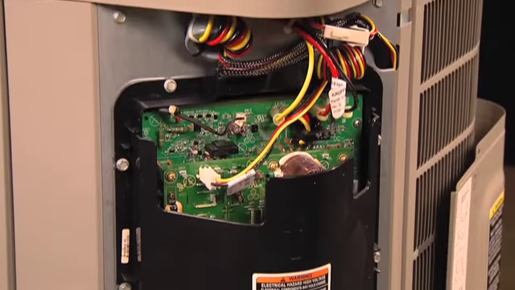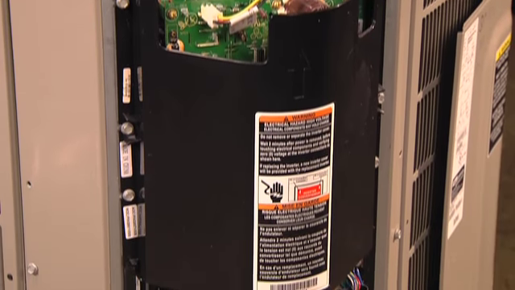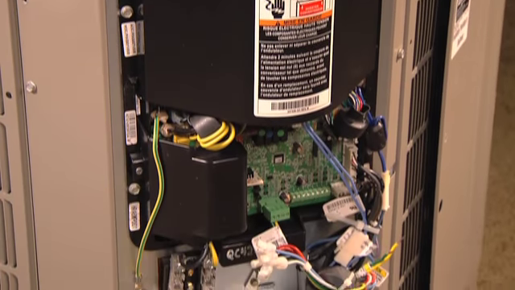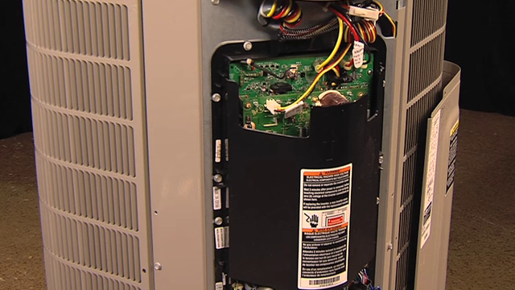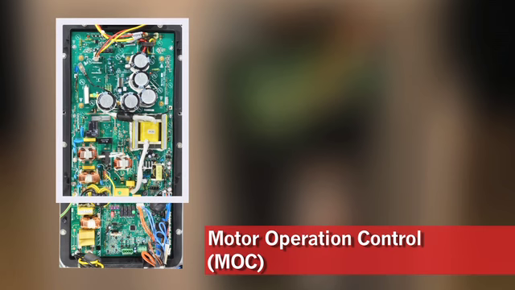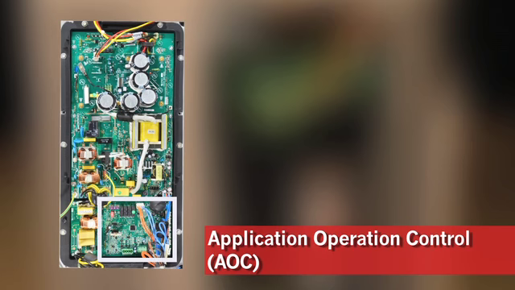First, let's take a look at some of the key components of these units. This is the inverter, which coordinates operation of the variable speed compressor and fan motor. The inverter drives much of the high efficiency performance and comfort achieved by these units. There are multiple circuit boards in the inverter tray. The motor operation control, otherwise known as the MOC, and the application operation control, known as the AOC, are the two primary boards identified. The AOC is a field replaceable board mounted on the inverter tray. This is where the system status LEDs are located for troubleshooting.